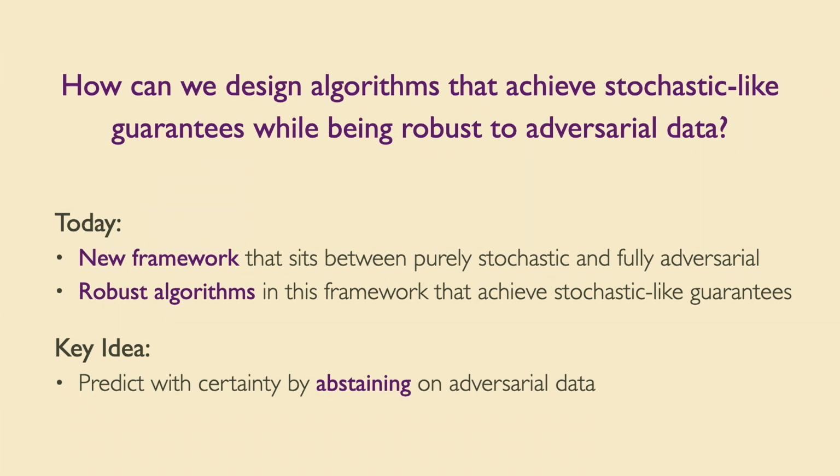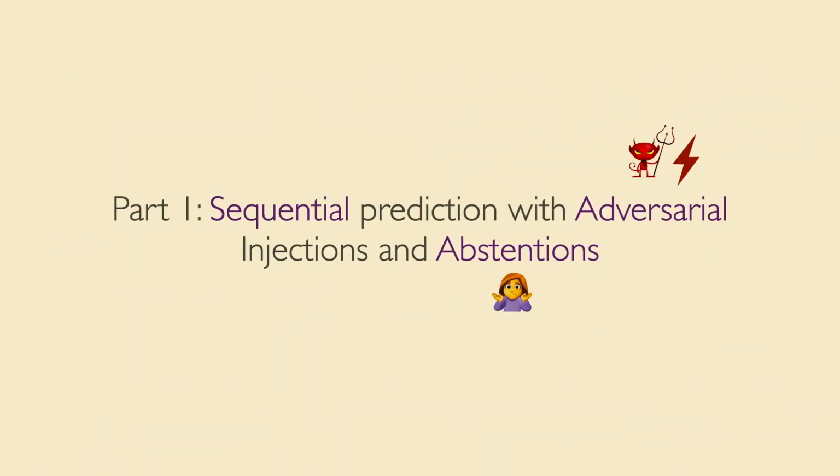And I'm going to talk about what I mean by this in the subsequent slides. So let me start with part 1. This is going to be defining the model, and this is sequential prediction with adversarial injections and abstentions. I'm going to decode all of the words that I have here. And feel free to interrupt me and ask me any questions.